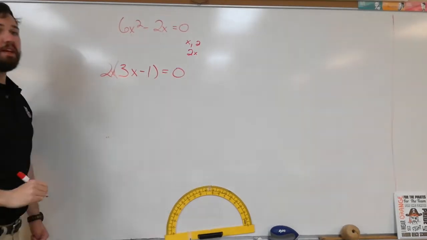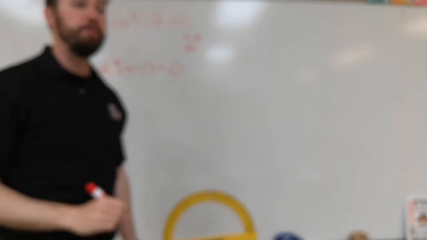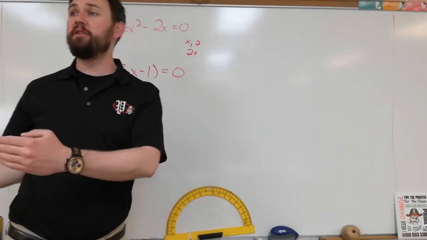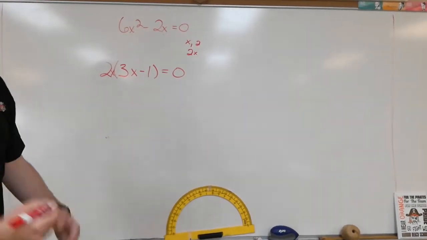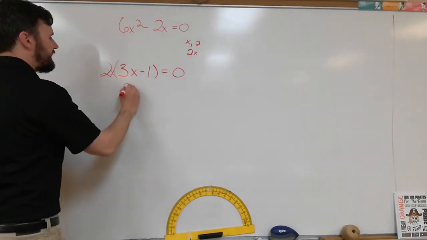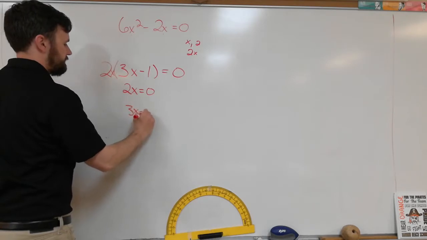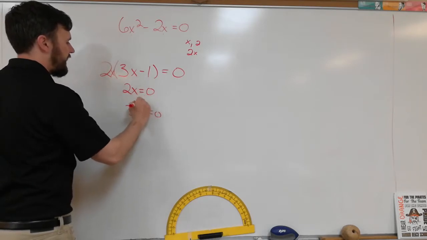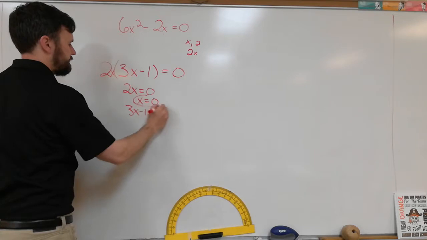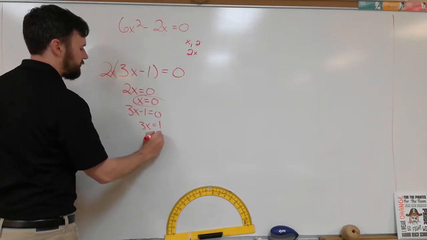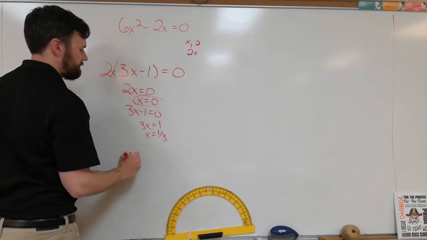So this is one where, if you don't have a c, if you don't have a baby bear, you don't have to go through and find factors and see which ones add up to the middle. You just pull out what they both have in common. At this point, I set each piece equal to 0. So up here I get x equals 0. Down here I get 3x equals 1, x equals 1 third.